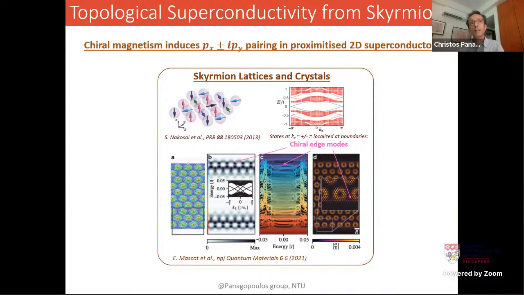More recently, Mascot and collaborators performed calculations using a rather more realistic larger skyrmion, as I show at the bottom. They found similar results to Tokyo, with a zero bias conductance peak forming at the edge of the ribbon-like sample geometry. They also calculated the induced supercurrent density and found persistent currents circulating around the boundaries of the sample. These are actually consistent with the time reversal symmetry breakage expected for a chiral order parameter.